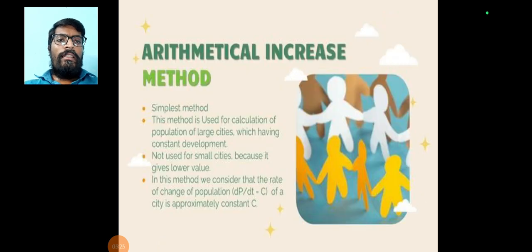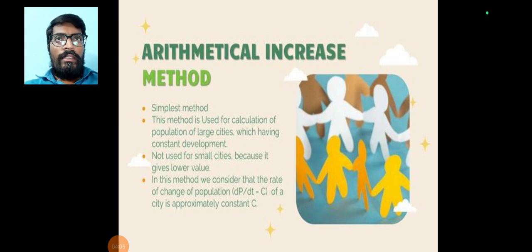This is a simple method used for calculating the population of large cities with considerable development. It is not used for small cities because it gives a lower value than the actual value. In this method, we consider that the rate of change of population, dP by dt, is equal to C, where C is a constant.